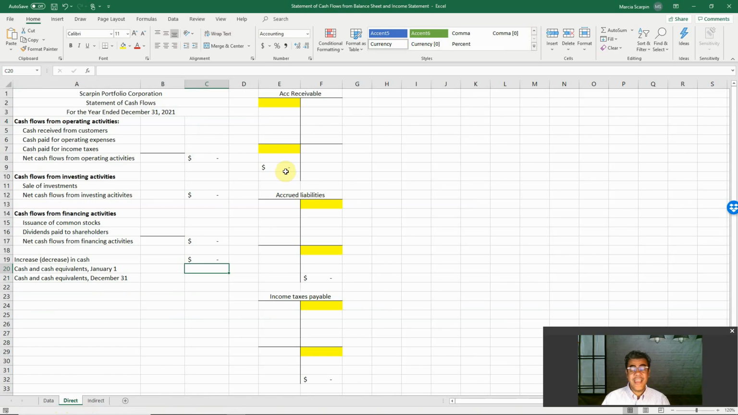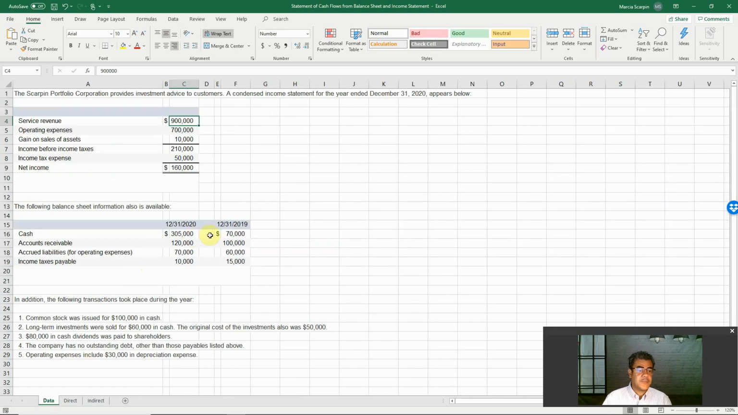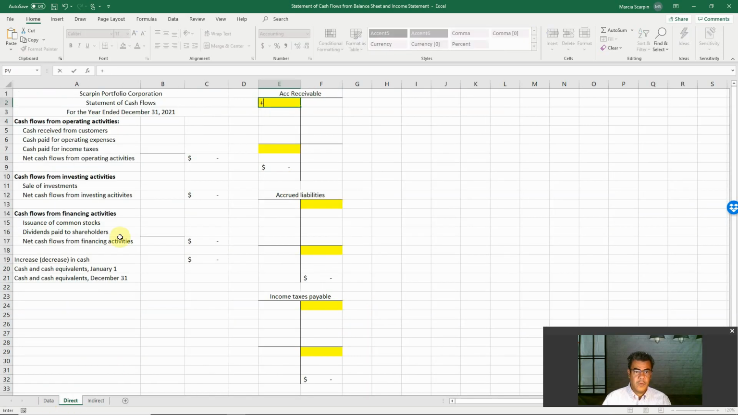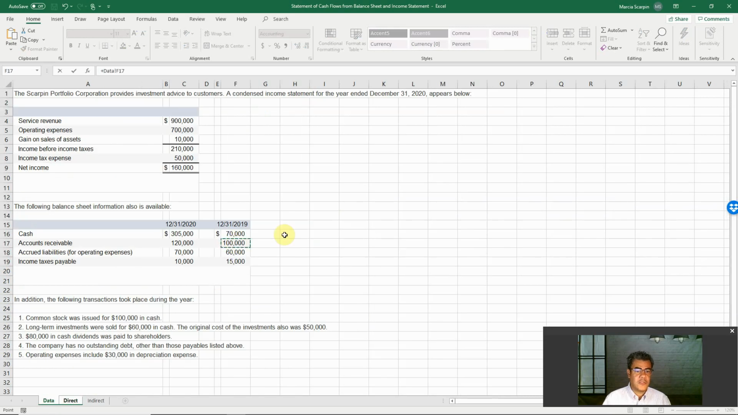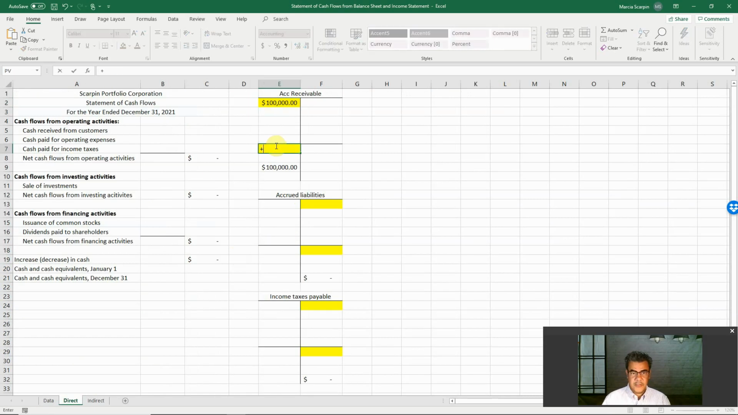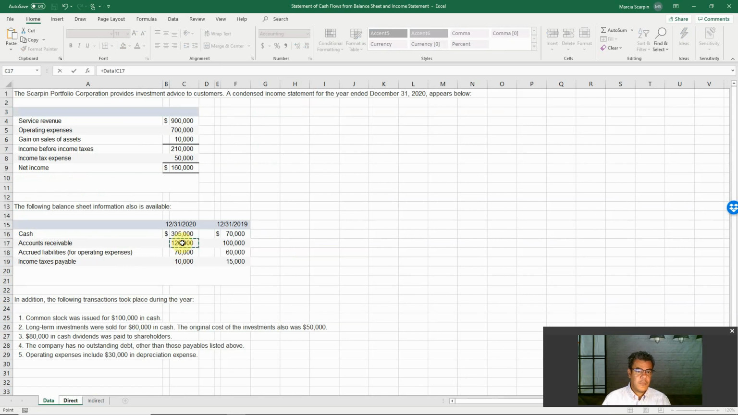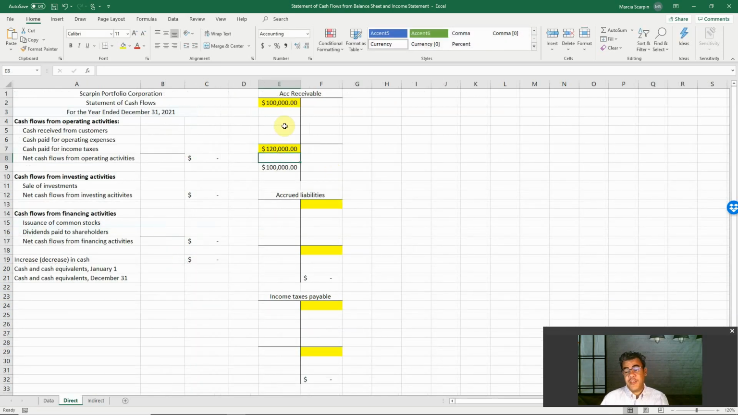So how do we do that? The easiest way is working with T accounts. So accounts receivable, beginning balance, $100,000. So here, $100,000. Ending balance, 120. For sure, this journal entry is not balanced. And here is the ending balance, and this is the actual ending balance, or the real ending balance. We have revenues, service revenues. Let's consider here all our revenues on credit.